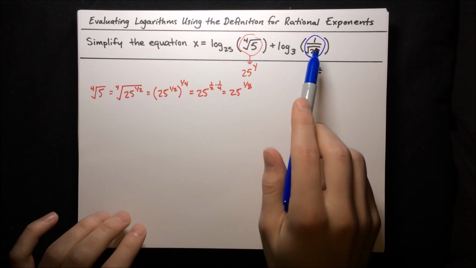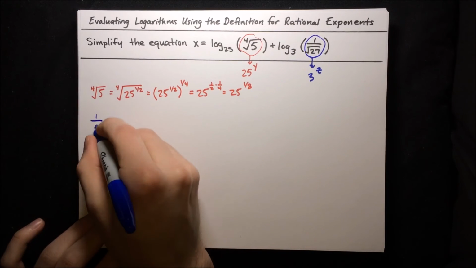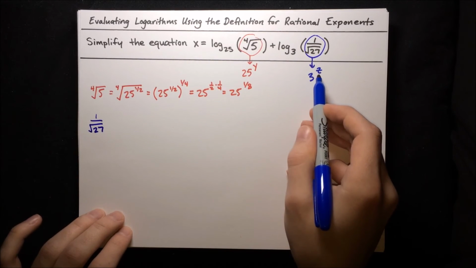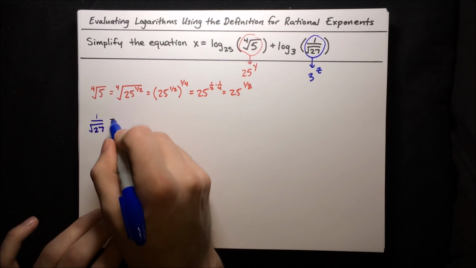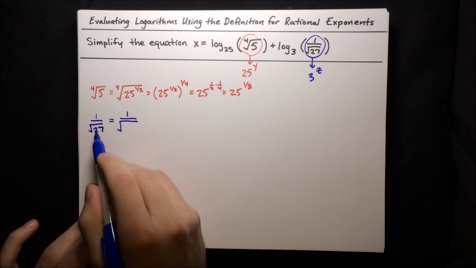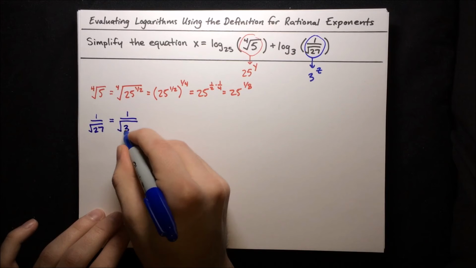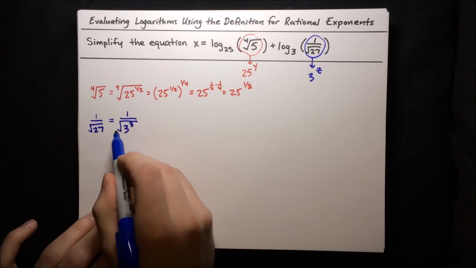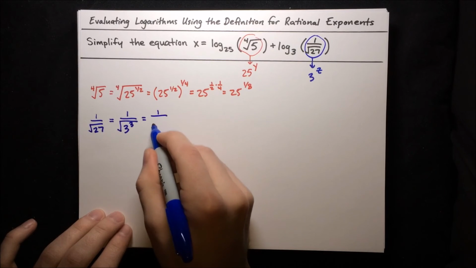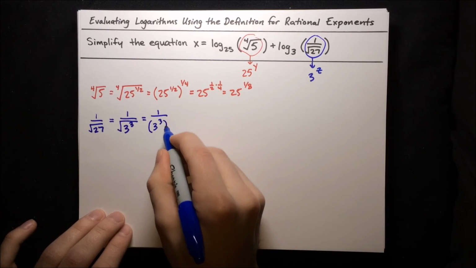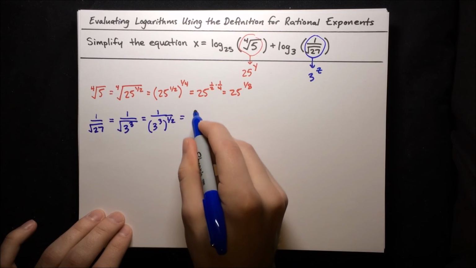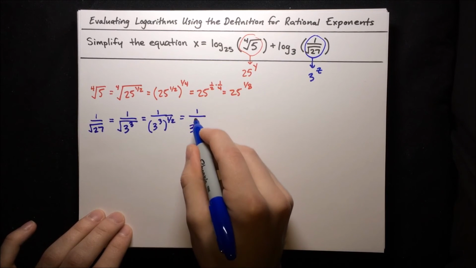Okay, now how about that 1 over root 27? Let's write that over here, 1 over root 27. I want to write that as 3 to some power z, and we'll take the same approach. So start off by writing 27 as 3 to some power. 27 is just 3 to the 3rd power, so write that as 3 to the 3rd here. And now let's interpret that root as an exponent of 1/2. So this will be 1 over 3 to the 3rd to the power of 1/2. And now we can just multiply the exponents. So that's 1 over 3 to the 3/2.